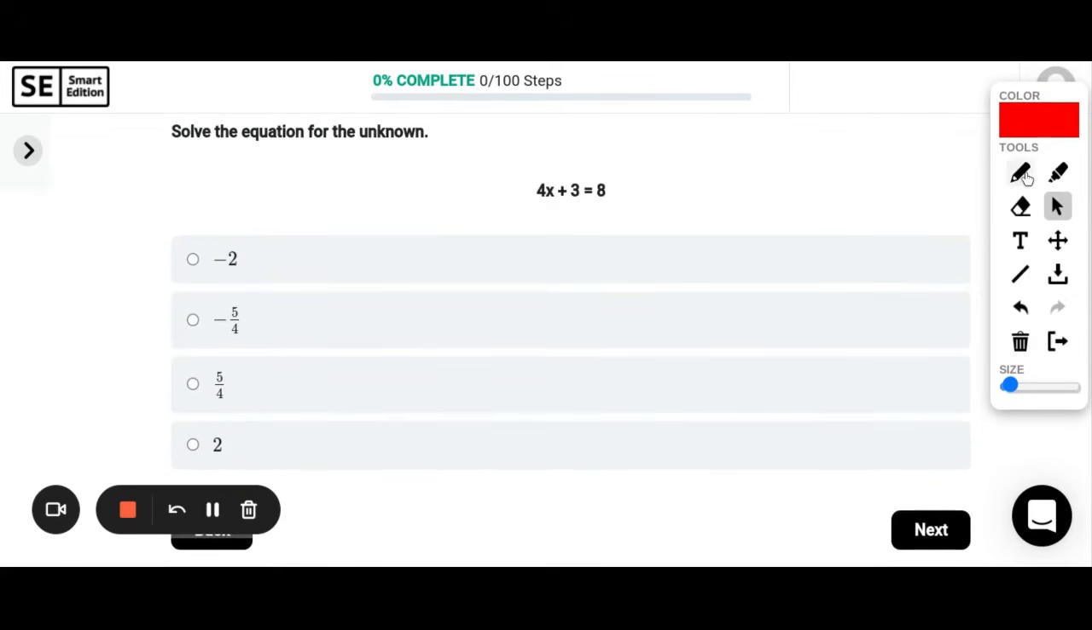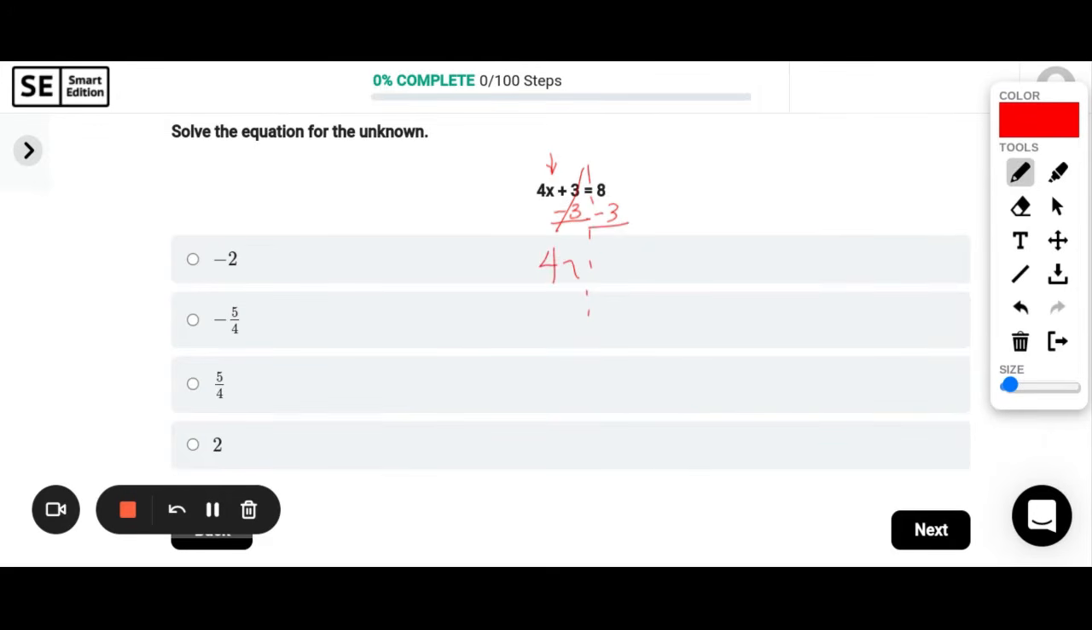Okay, solve the equation for the unknown. So we need to solve for x here. I just need to get x by itself. The first step will be to move over this 3 that's just floating over here. We're going to subtract, which will get it to cancel out. Positive 3 minus 3 would be 0. If we do it on the left side of the equal sign, we are also going to do it on the right.